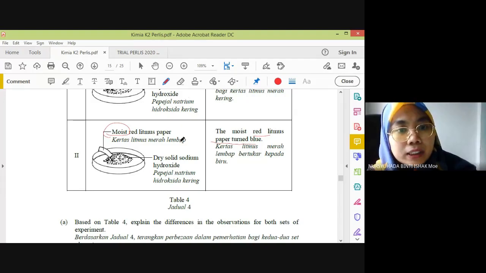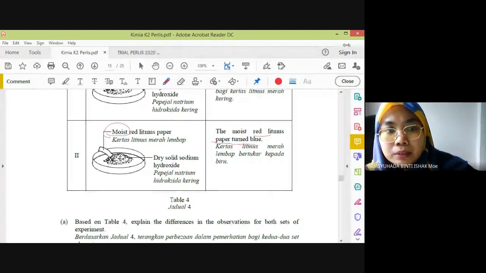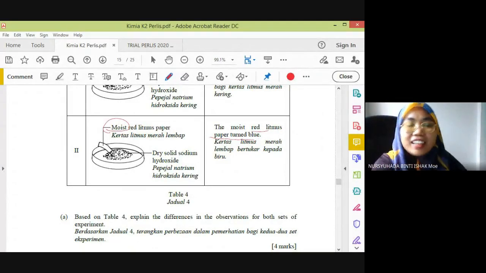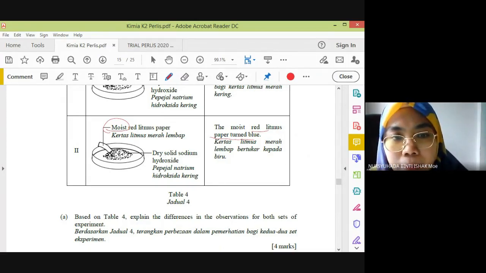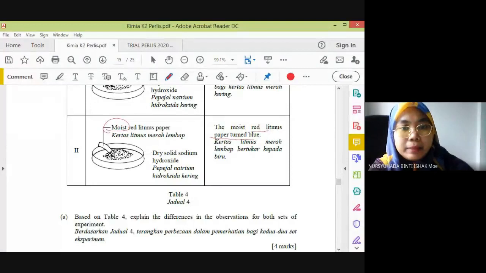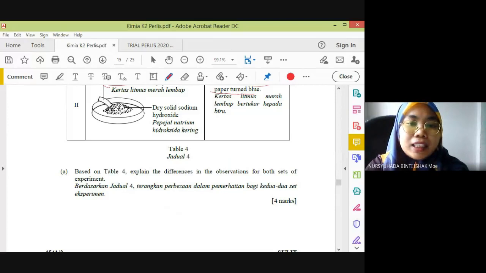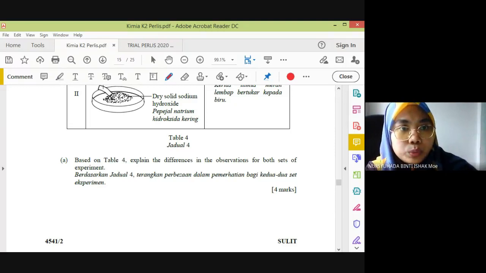Okay, based on the table 4, apa yang kamu boleh buat conclusion? What conclusion you can make from the table 4? Apa conclusion you boleh buat daripada table 4? Pandai. Alkali needs water to show its alkali properties. Pandai Amanda. Very good. So, based on table 4, explain the differences in the observation for both sets of experiment. So, kamu kena tulis dua-dua jawapan sekali, okay?